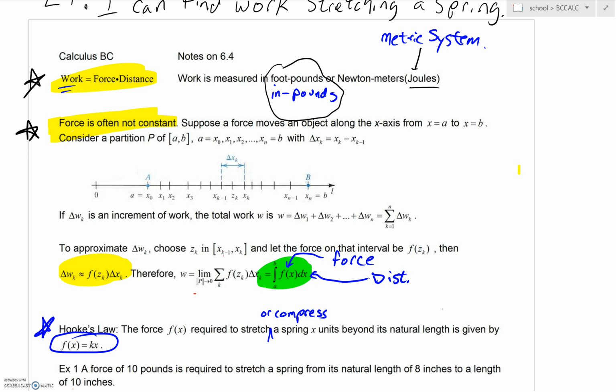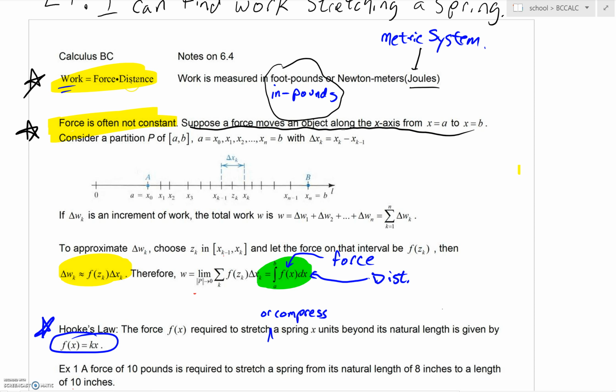If you're stretching or compressing a spring just a little bit, you won't have to be using quite as much force. But as you really try to begin to stretch that spring further and further, it's going to take more and more force to do that. What that means is that could be rather complicated to calculate work. So let's suppose that the force moves an object along the x-axis from x equals a to x equals b. Let's also assume that the force at any one moment could be different at one position compared to another.